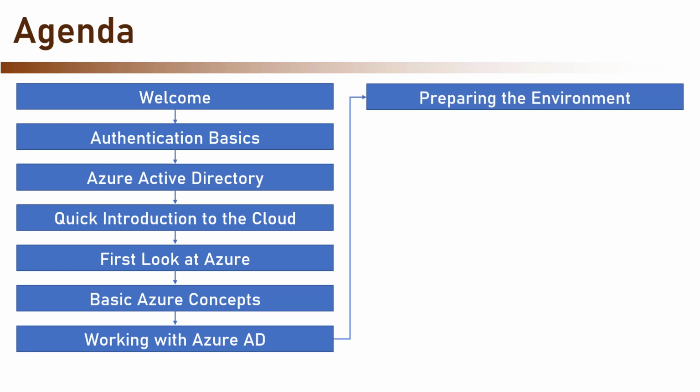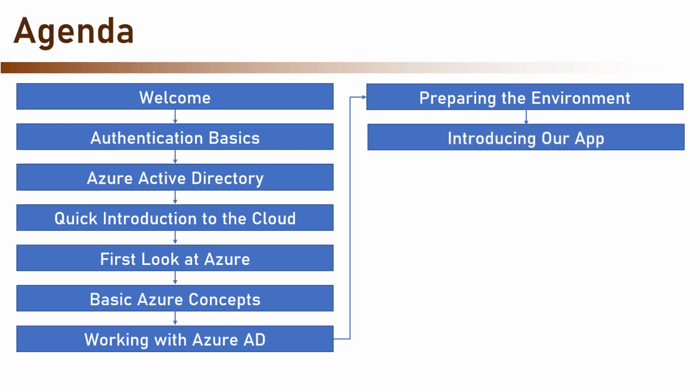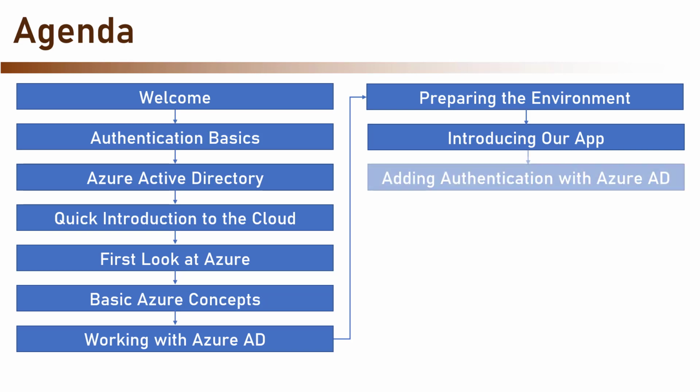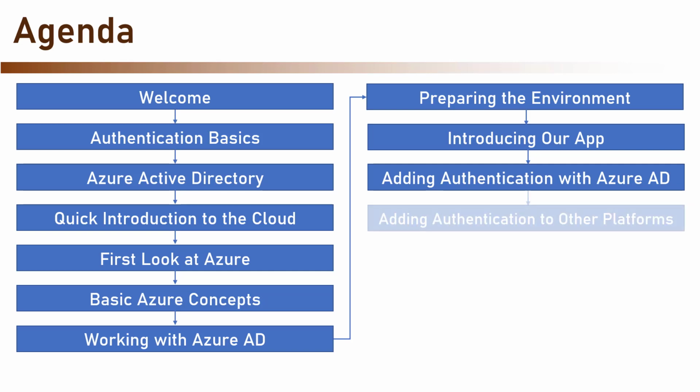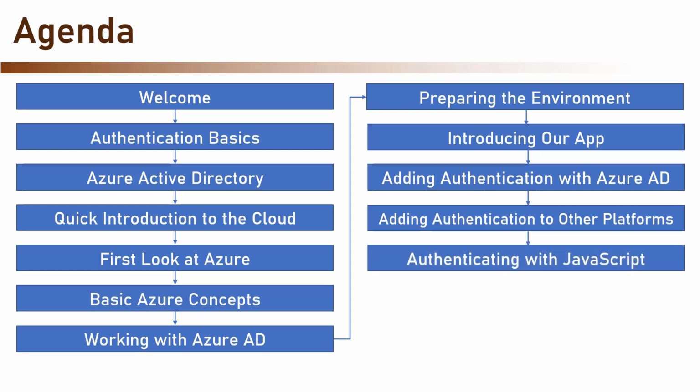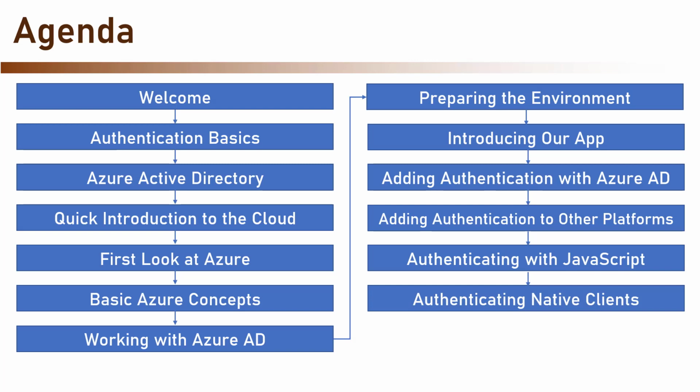And after preparing the environment, we are going to introduce our app and explain what exactly it's going to do. And then we are going to add authentication to our app using Azure AD. Now, our app is going to be developed using .NET. So right after that, we are going to see how to add authentication of Azure AD with other platforms such as Node.js and Python. In addition, we are going to learn how to authenticate when the client is a JavaScript client and also when the client is a native client such as Windows.